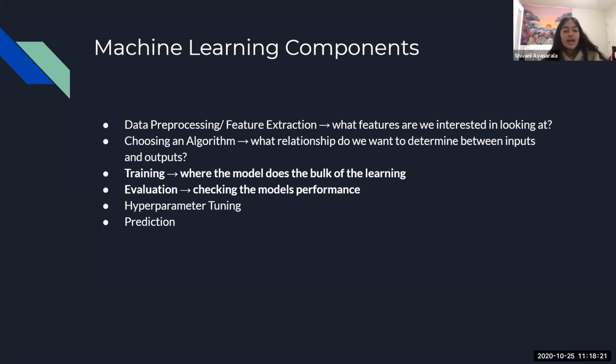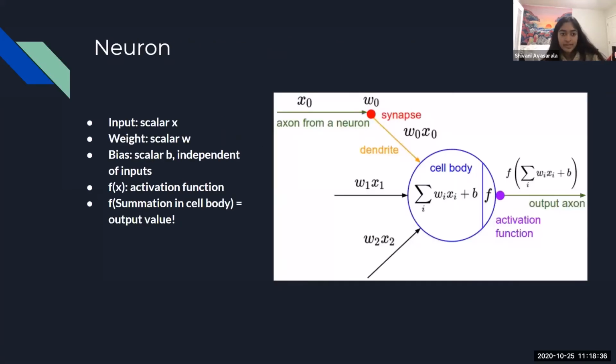And then we also tune hyperparameters, which is to improve the performance more. And finally, we want to predict. This will be our final prediction, where we input some data and then return some value, our final value.